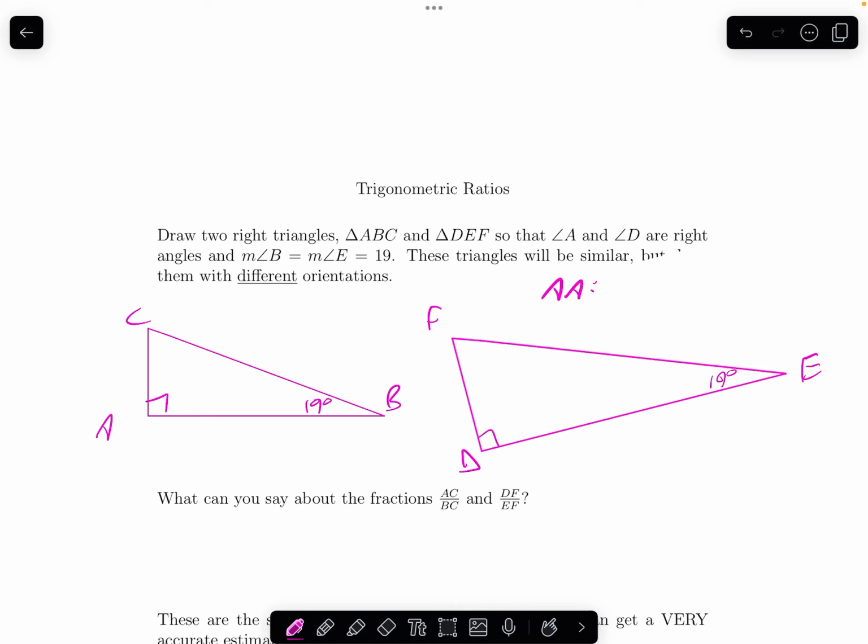We know by angle that triangle ABC is similar to triangle DEF. So what that means, if we look at these fractions, AC compared to BC, AC is the shortest segment. It's the one opposite the 19-degree angle. And BC is the hypotenuse. So AC compared to BC is comparing this side that is across from the 19-degree angle to this side that's across from the right angle. And DF and EF are the same comparison in similar triangles. So these fractions would be equal.